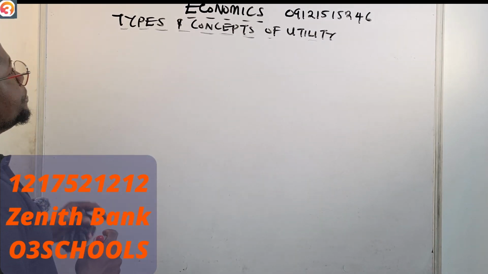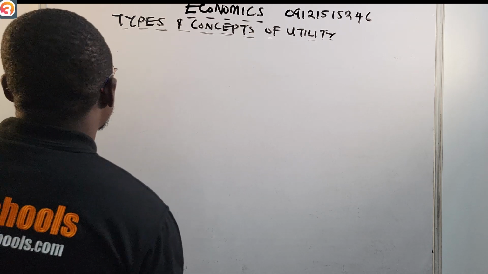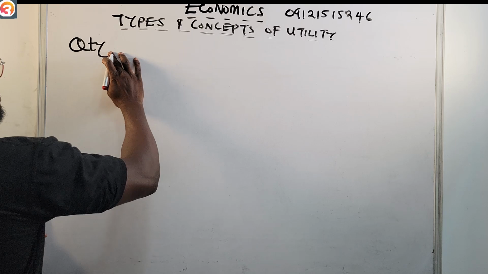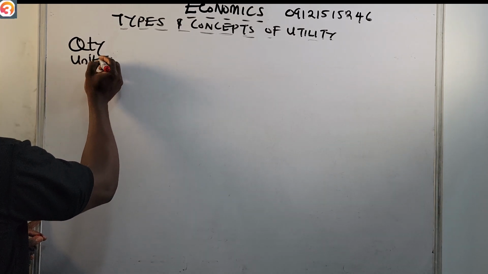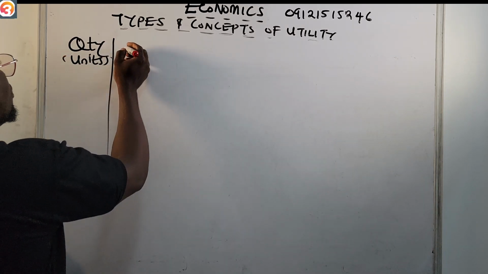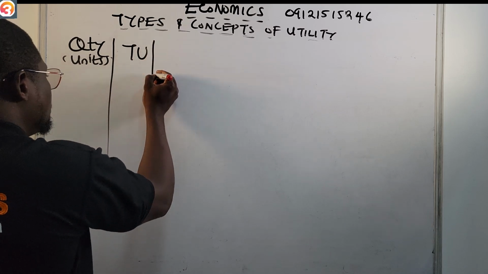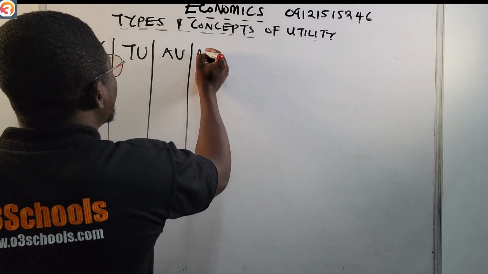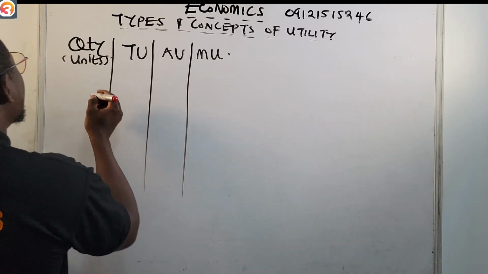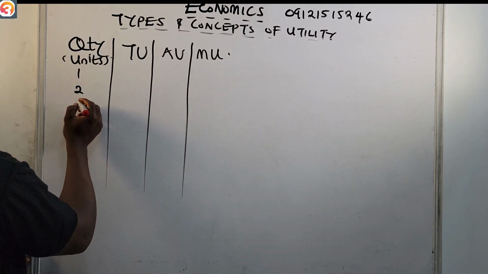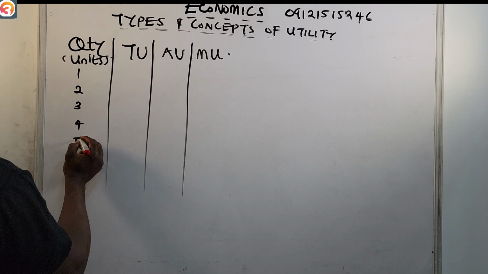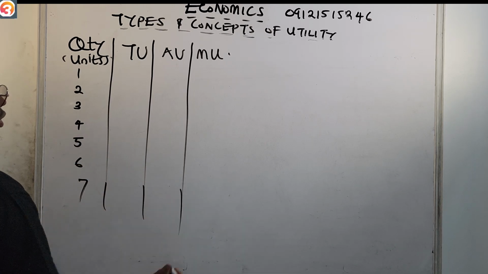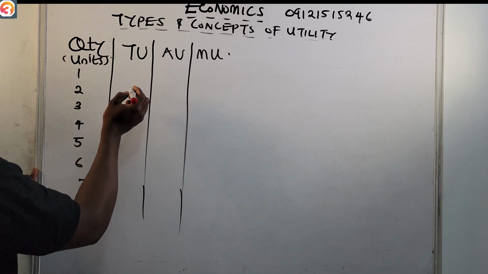All right, now let us go. Let's pick some points. We have quantity in units, then we have total utility, then average utility, then marginal utility. Let's say quantity is 1, 2, 3, 4, 5, 6, and 7. Okay, 7 quantities.